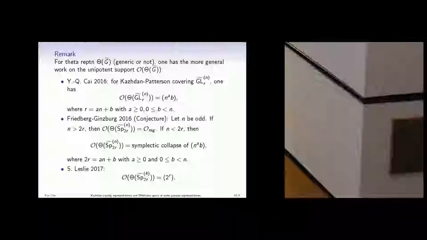Also, in the thesis work of Spencer Leslie, I think these people are all in the audience, except probably David Ginsberg, he actually proved this. This is a crucial identity because he actually used this to prove a form of generalized theta lifting for degree 4 cover of SP2R by using degree 4 cover of SP2R.